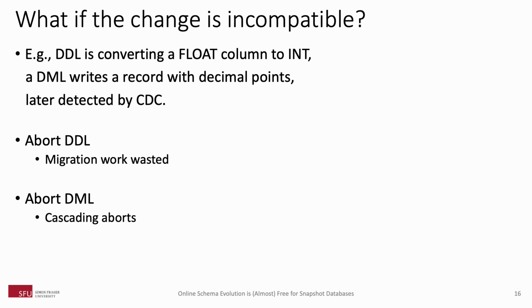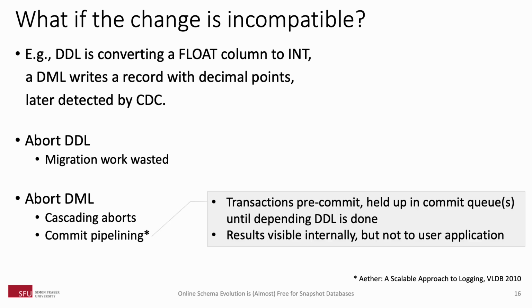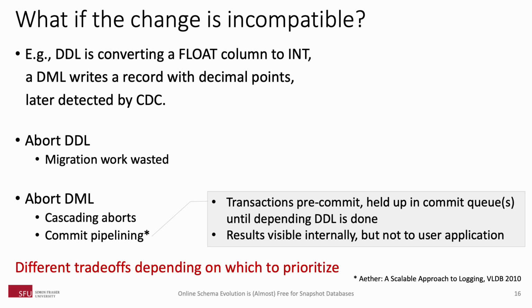To handle the cascading aborts, we can use commit pipelining. The core idea here is that after the transactions pre-commit, they will be held up in the commit queues until the pending DDL is done. So results of such transactions will be visible internally, but not to the user applications. And if there is a violating DML transaction, we can simply abort all transactions after that violating DML transaction in the commit queue. So some innocent transactions can also be aborted in this way. So there are different trade-offs depending on which to prioritize.